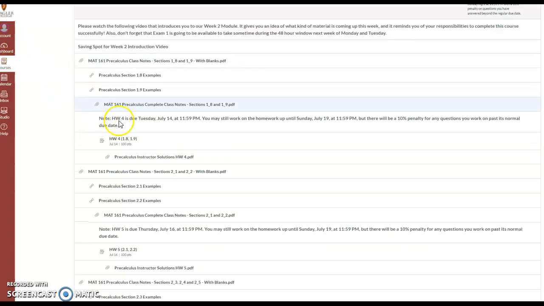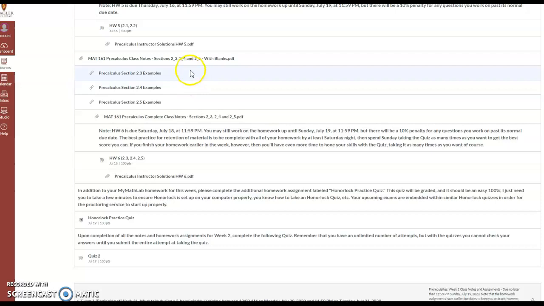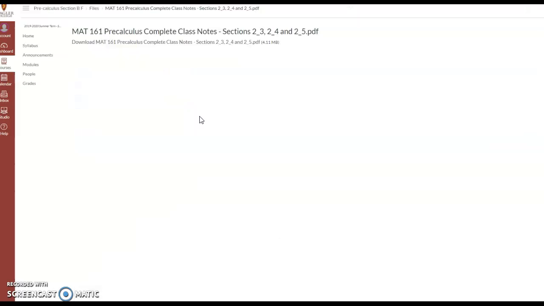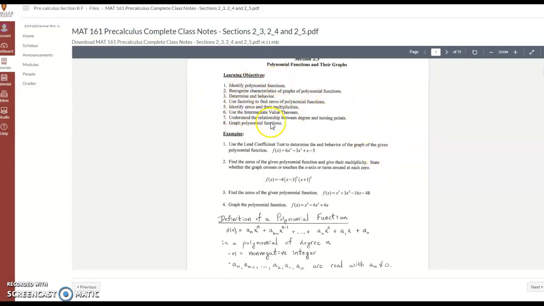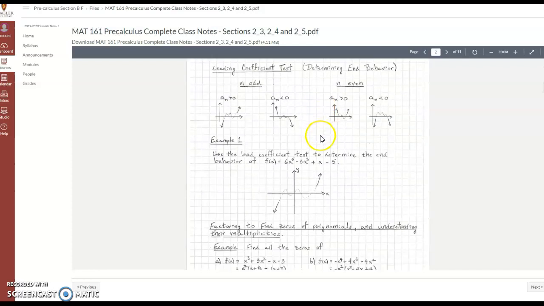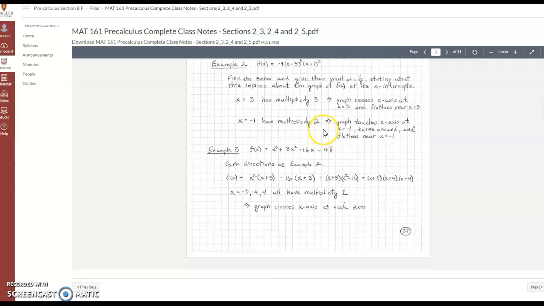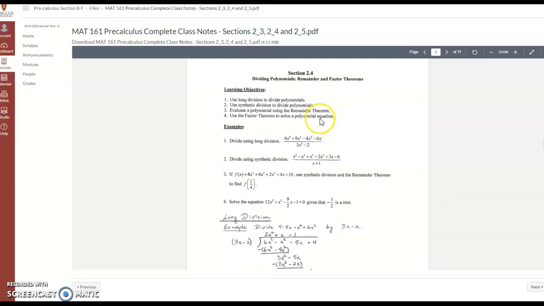And then on Saturday, you'll have the third and last homework for the week due, which is from sections 2.3, 2.4, and 2.5. Okay, in section 2.3, we're going to talk all about polynomials and their graphs. There's a lot in here in the objectives, so make sure you take a look at that, but essentially it's all about polynomials and their graphs. You should know the basic shapes of polynomials. Then dividing polynomials using what's called the remainder and the factor theorems. First, I want to make sure you remember long and synthetic division to divide polynomials. Then we can also evaluate polynomials using the remainder theorem, and we can use the factor theorem to solve a polynomial equation.